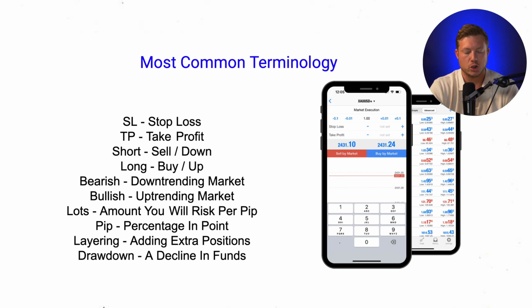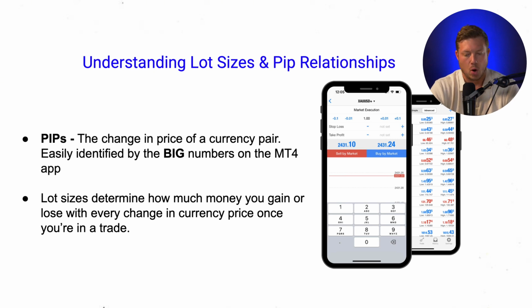The most common terminology is SL, which is stop loss; TP, which is take profit; short, which means sell or down; long, which means buy or up; bearish means a downtrending market; bullish means an uptrending market; lots is the amount you will risk per pip. A pip is basically the percentage in point, which I'll explain in a minute. Layering is adding extra positions, and drawdown is a decline in funds. So all of these terminologies here are what we will use typically inside the gold trading community, and we'll go through them a little bit more in depth.